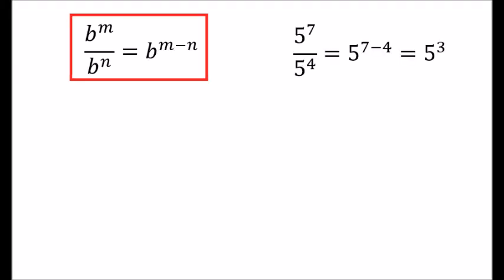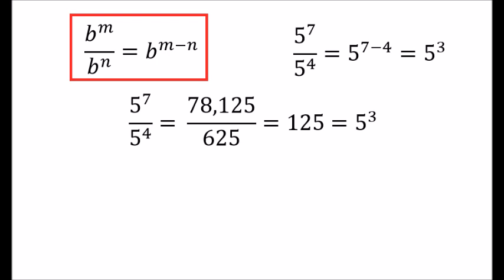Now let's look at this rule. I have chosen a base of 5 this time. Again, this could be any number. 5 to the 7th divided by 5 to the 4th is equal to 5 to the 3rd. That's because 7 minus 4 equals 3. Dividing an exponential with the same base amounts to subtracting the two exponents. In a sense, it's the opposite of the first rule we looked at.